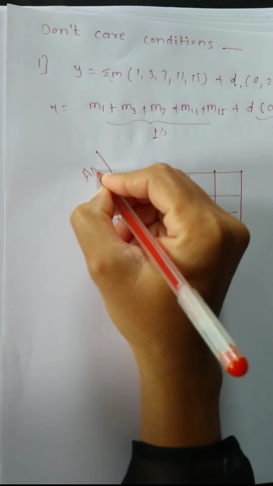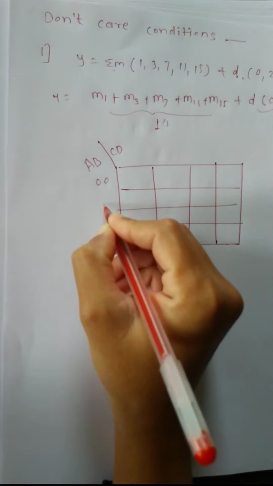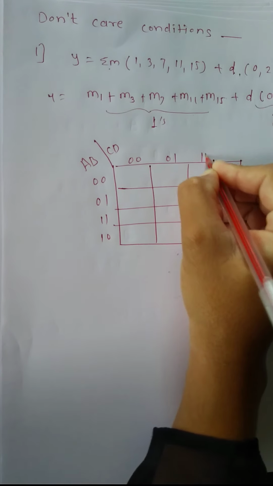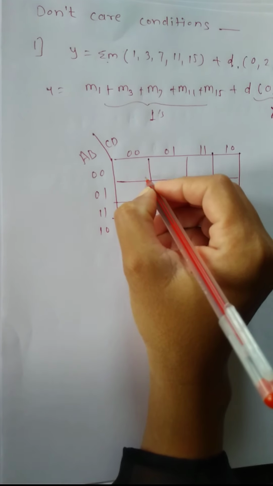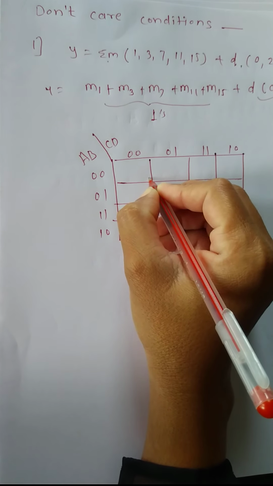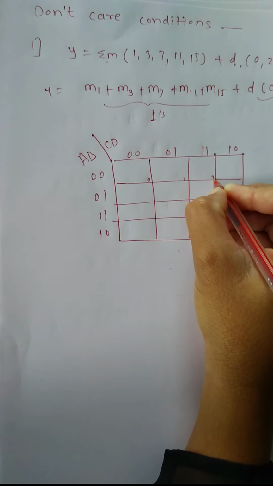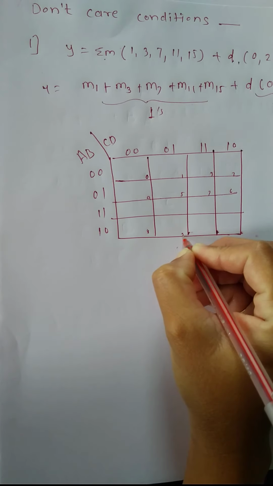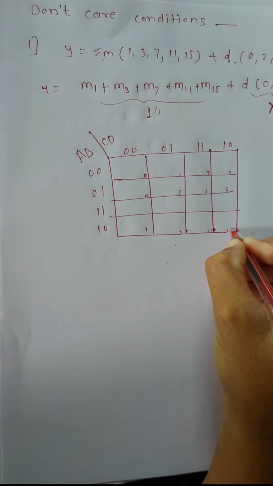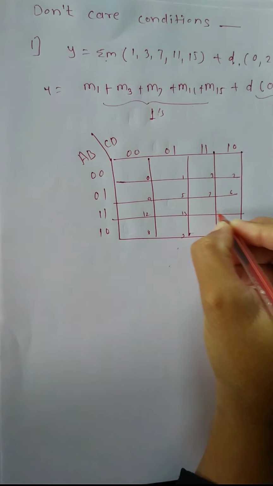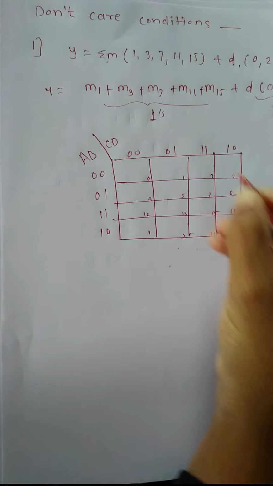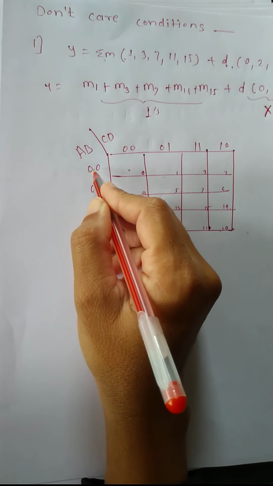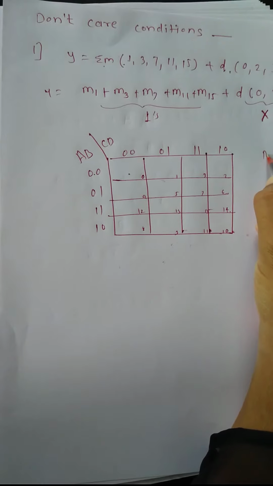So here is the AB input, here is the CD: 00, 01, 11, 10, and 00, 01, 11, 10. Every box has a minterm position. So this is 0, 1, 3, 2, 4, 5, 7, 6, 8, 9, 11, 10, 12, 13, 15, 14. You have to directly enter the minterm position 1. 1 means m1, this is m1.